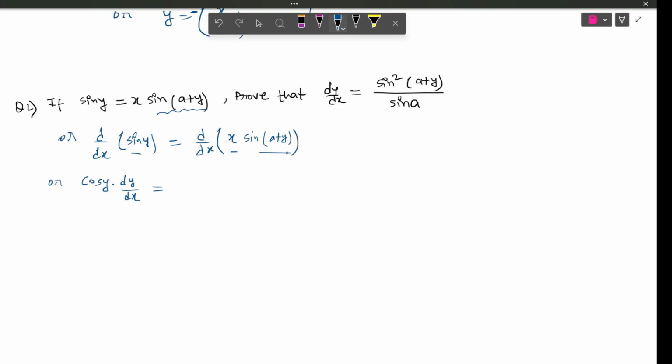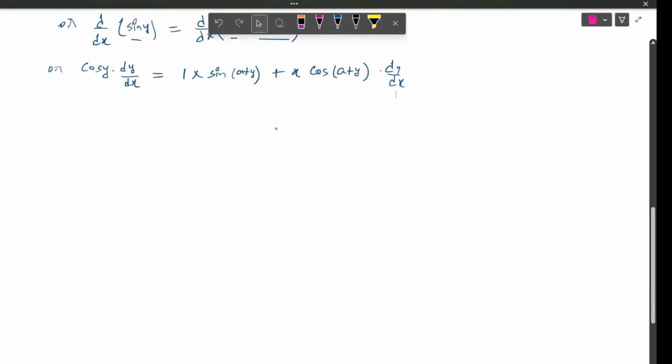Here we have to apply the u into v rule. So differentiation of x is 1, keeping sin of (a plus y) as it is, plus keeping x, and derivative of sin of (a plus y) is cos of (a plus y), and derivative of a is 0 and derivative of y is dy by dx. So it will be dy by dx.